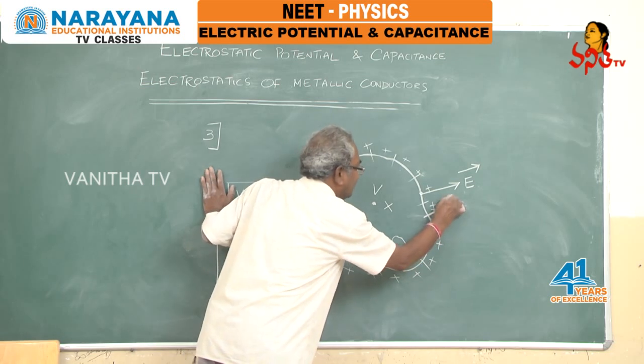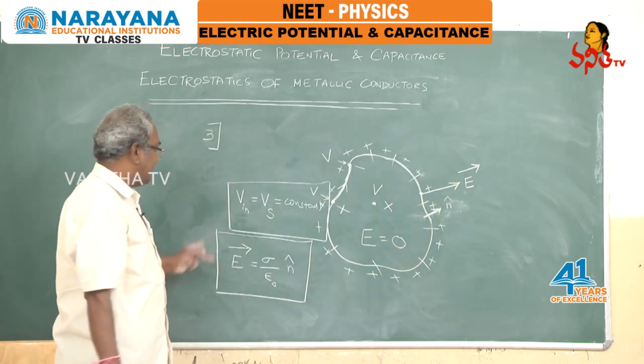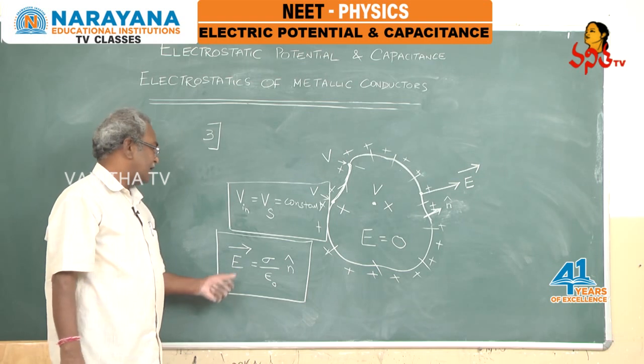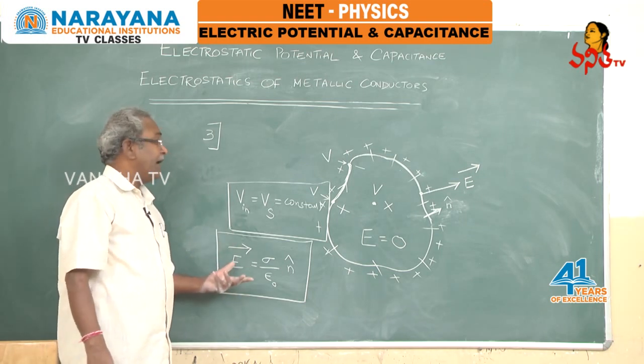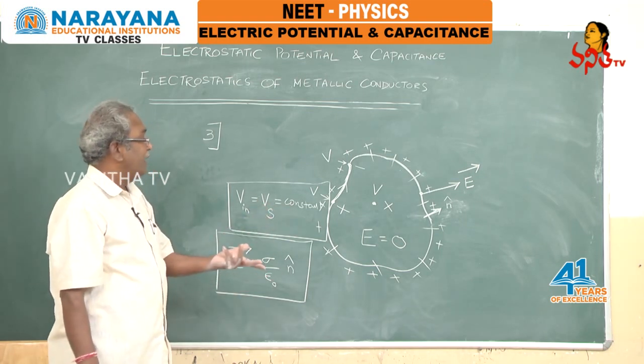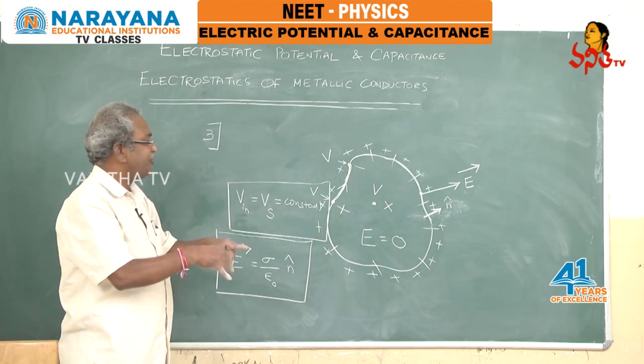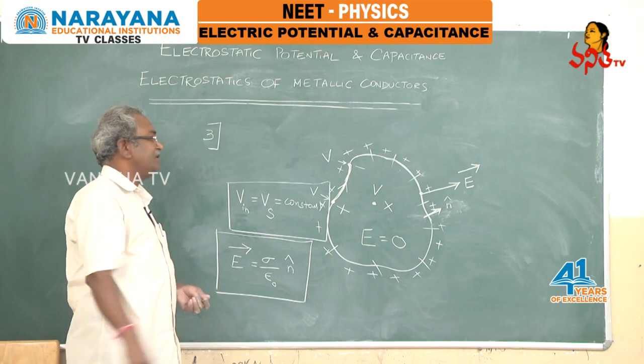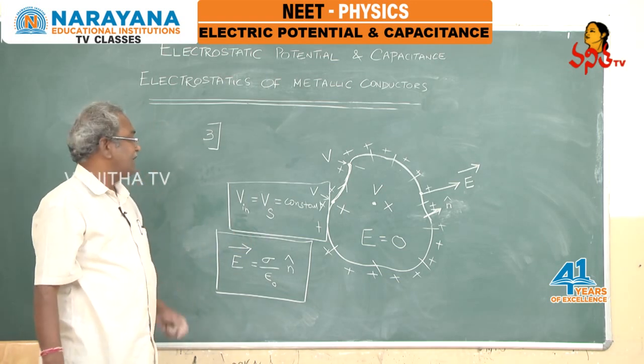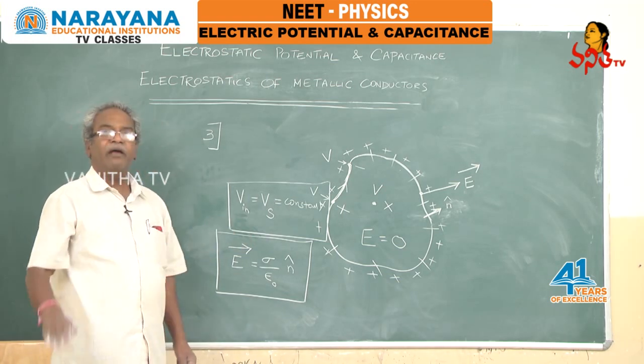This is a unit vector. Therefore, at any point on the surface of the conductor, electric intensity, and two more points you learn now. What is that? E equal to 0 everywhere inside, and the surface must be equipotential. Therefore, electric intensity must be normal to the surface of the conductor at any point in the field.